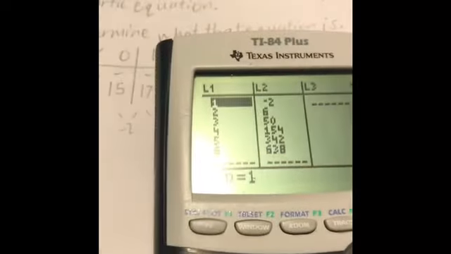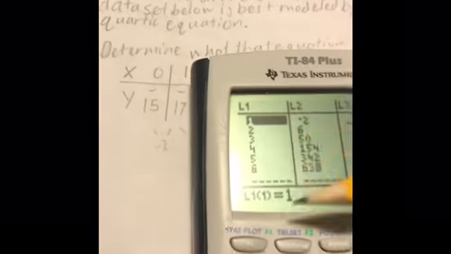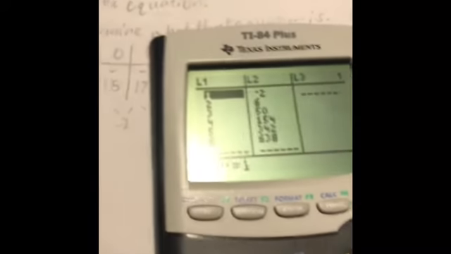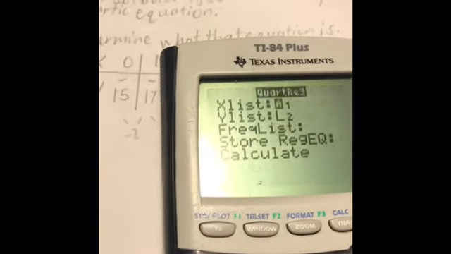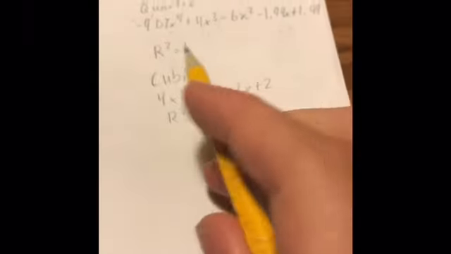You don't have to worry about the zero at the front. You just plug in 1 through 6 and negative 2 to 638. You go to stat, calc, go to QuartReg, and you get negative 9.07. You get this. That's the quartic, and the line of regression is 100%.